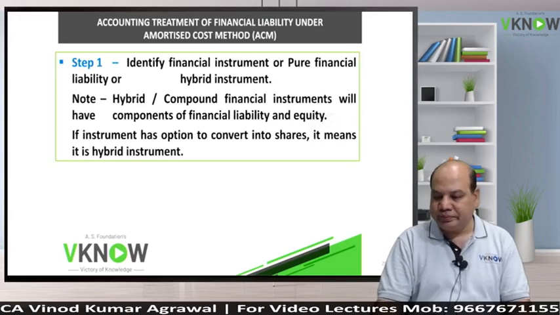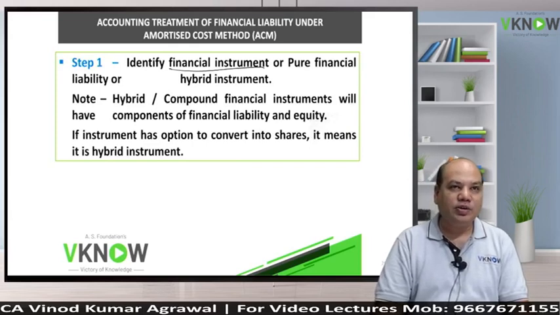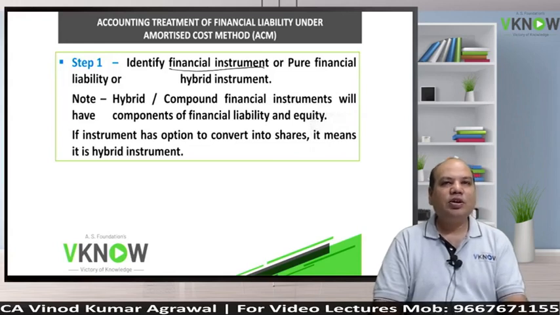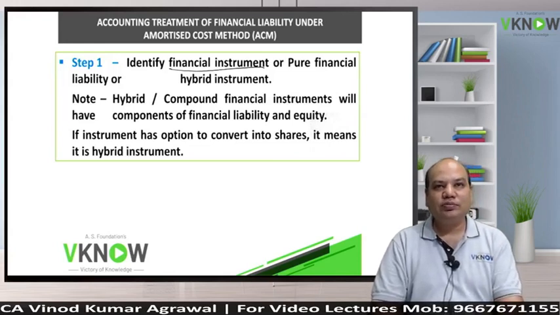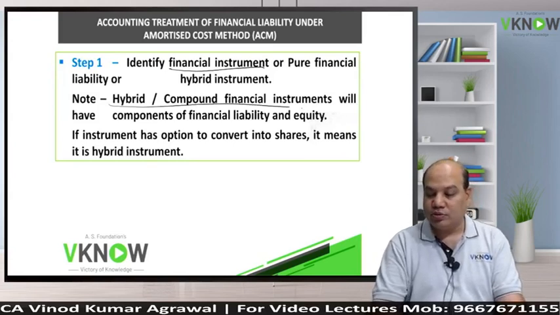When you are able to identify a financial instrument as a financial liability, first check, is it a pure financial liability or is it a hybrid instrument? Pure financial liability means the interest portion is also liability, the principal portion is also liability. There is no equity attached to it. The entire instrument will be an obligation to pay in cash or other financial asset. But sometimes there can be hybrid instruments also.